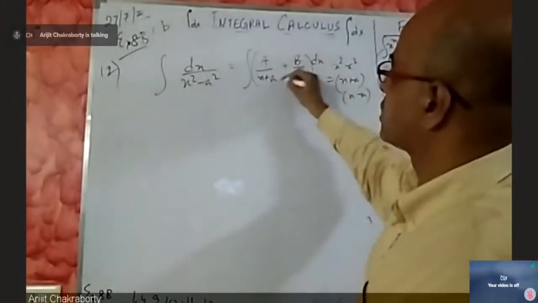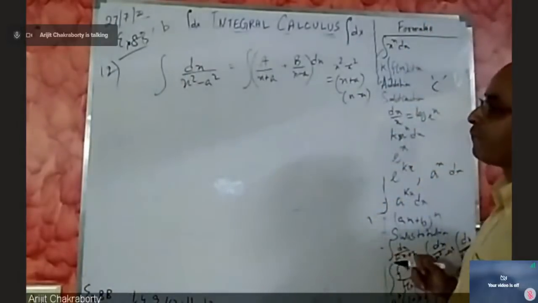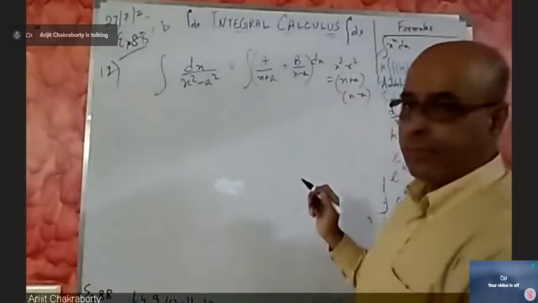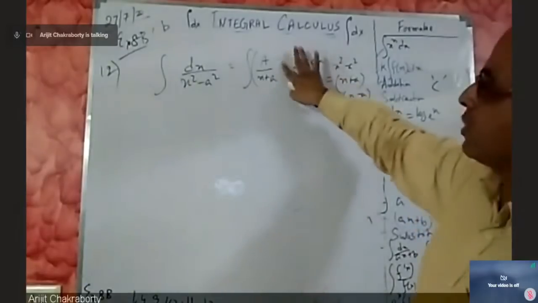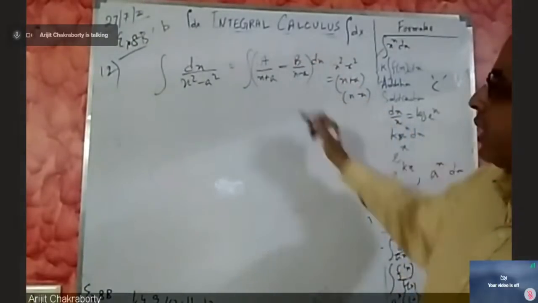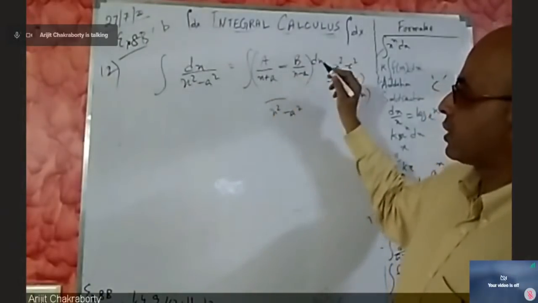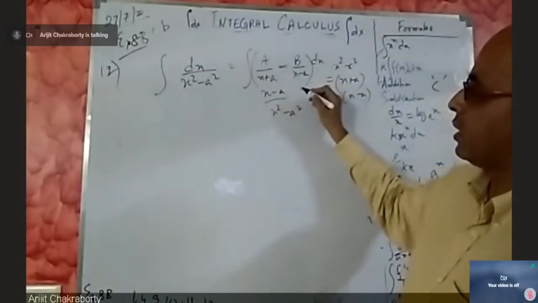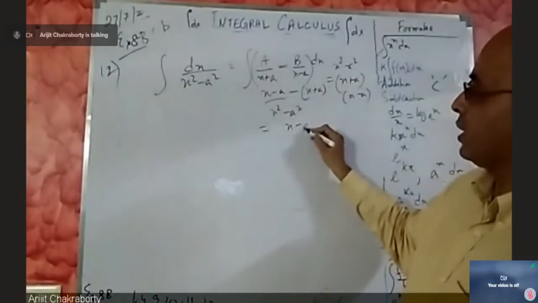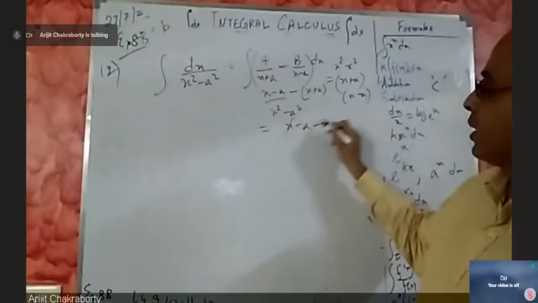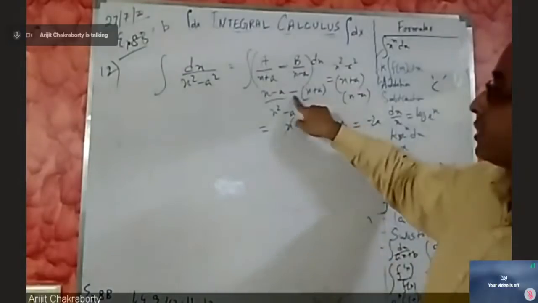X plus a and x minus a. Now if you see what happens, if I put it in this way, x plus a, minus, if I do minus, then if the LCM is x square minus a square, I get here x plus a, and then x minus a here, minus x plus a. So you are getting x minus a minus x minus a. X minus x cancels out, you get minus 2a. But if I take plus, then what do you get?